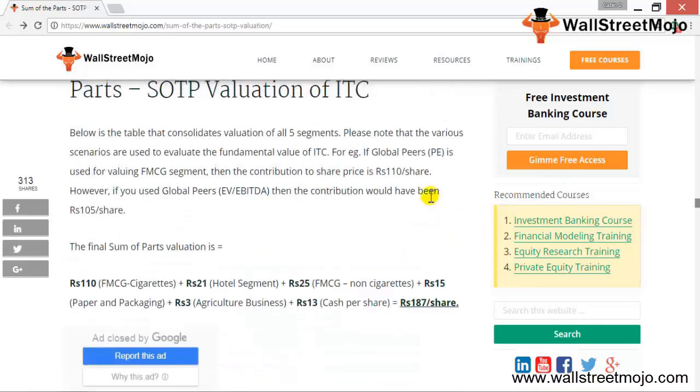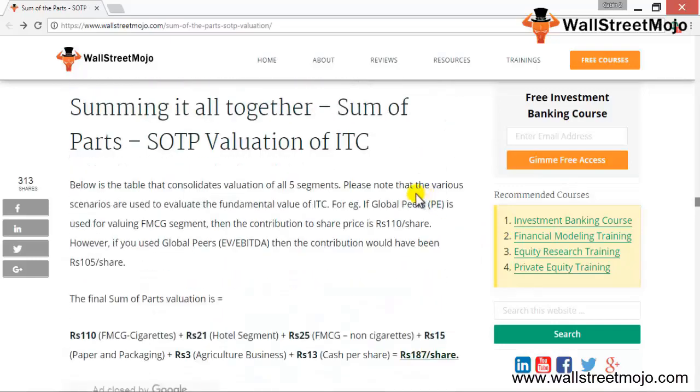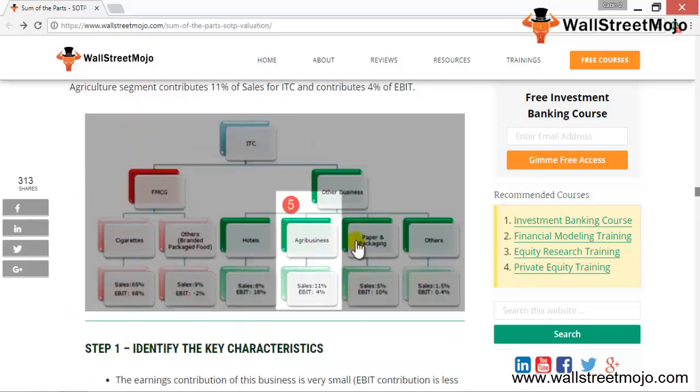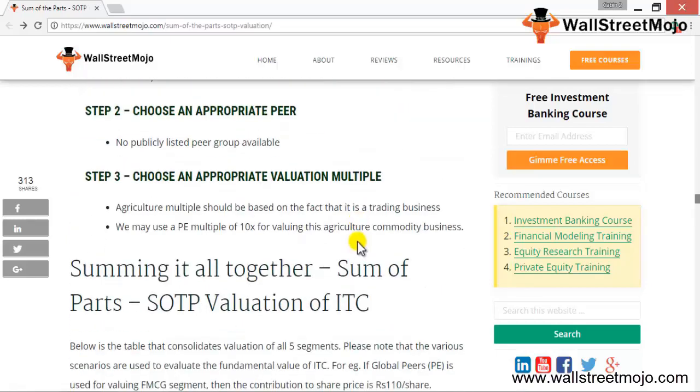Alright, so this is one huge exercise, when you talk about SOTP. And please remember that this is typically done with respect to conglomerates, or big businesses which have got multiple segments running into different streams. And then it would make sense to do the SOTP analysis.